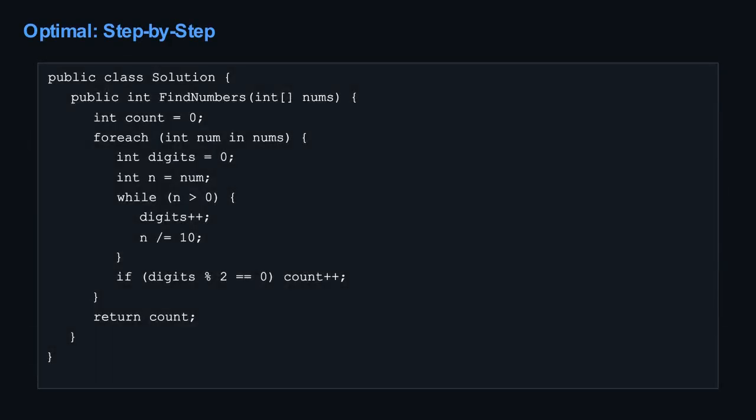Let's trace this with an example. The array containing 12, 345, 2, 6, and 7,896. We start with 12. Our digit counter is 0. 12 is greater than 0, so digits becomes 1, 12 becomes 1. 1 is greater than 0, digits becomes 2, 1 becomes 0. Loop ends. 2 is even, so our total count is 1.